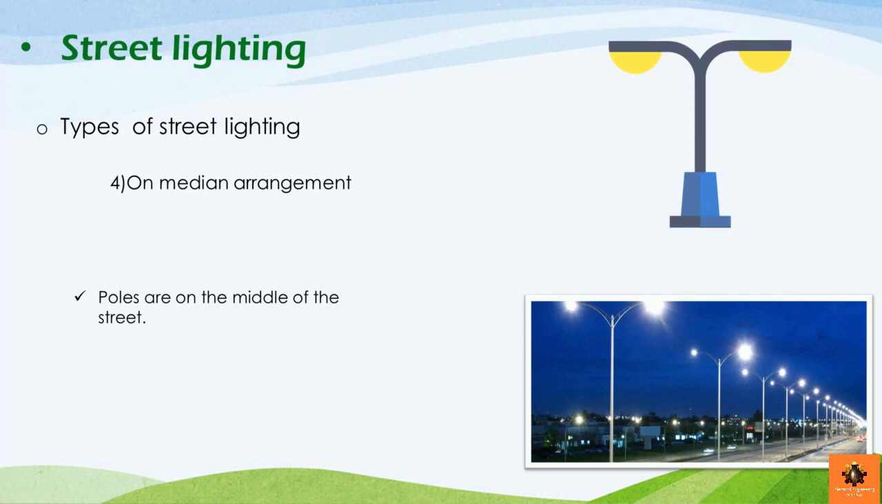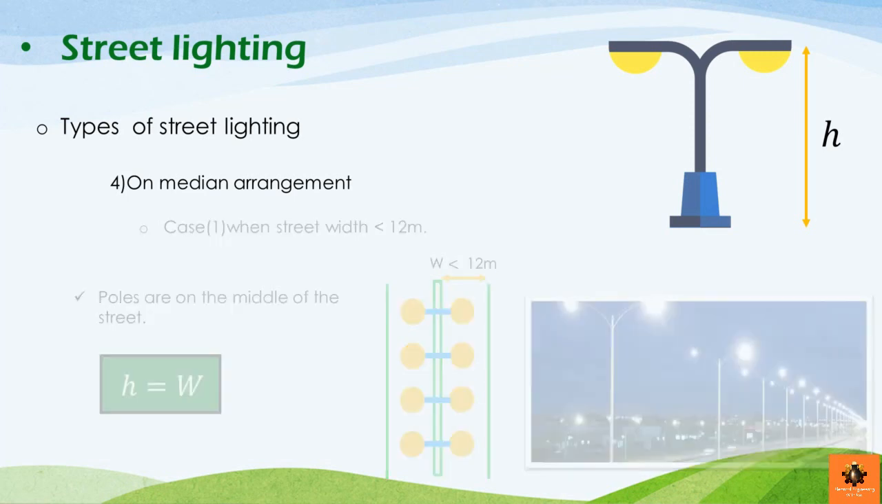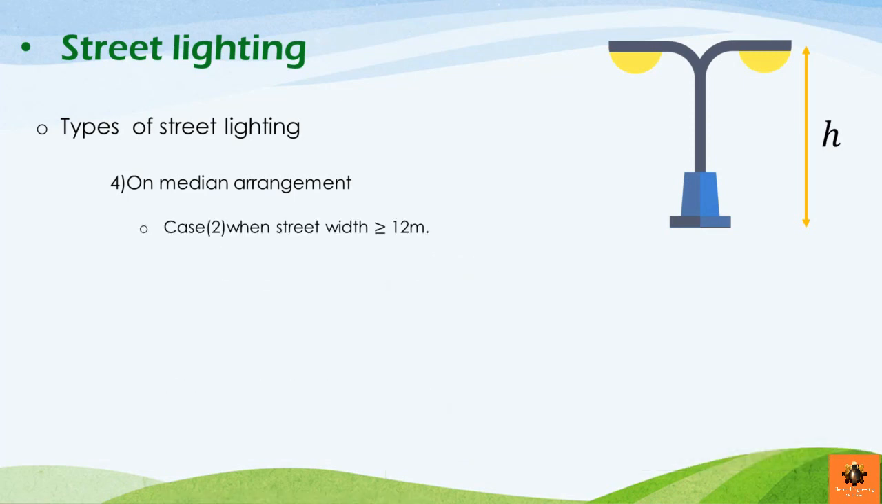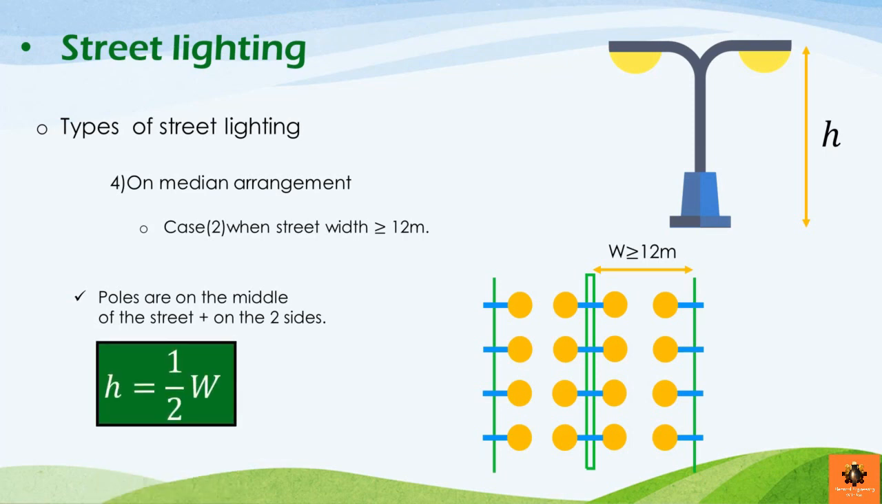And this method of the median arrangement has two cases. The first case is if the street width is less than 12 meters, and under that condition the lighting pole height will equal the width of the street. So if the street width is 10 meters, for example, the lighting pole height will be 10 meters also. And the second case is if the street width is larger than 12 meters. In that case, the lighting distribution will be on the median of the street in addition to the two sides of the street. So we don't distribute only on the median of the street in that case, but we install the lighting poles on the two sides of the street in addition to the street median. And in that case, the lighting pole height will equal half of the street width. So if the street width is 12 meters, for example, each lighting pole will have a height of 10 meters only. Very good. So that's for the median arrangement with its different cases, where we have a street width larger than 12 meters or a street width smaller than 12 meters.